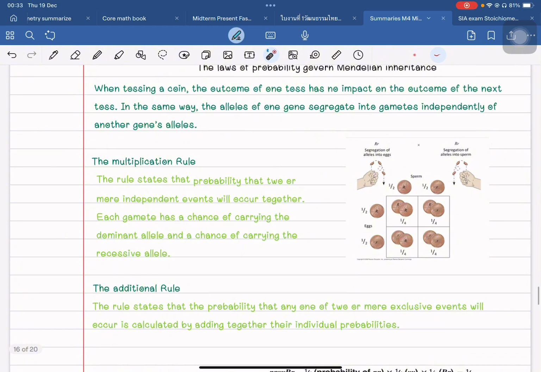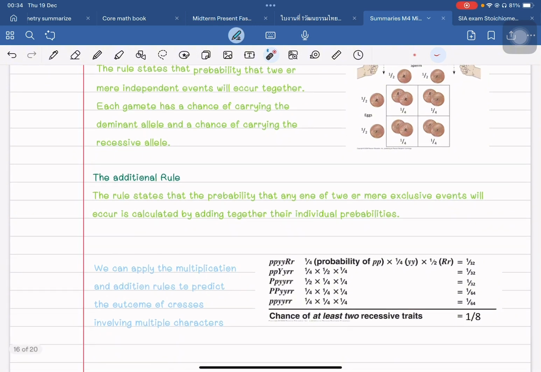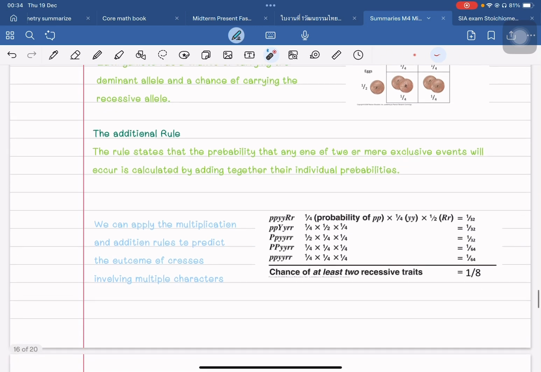The first one is the multiplication rule. The rule states the probability that two or more independent events will occur together. Each gamete has a chance of carrying the dominant allele and a chance of carrying the recessive allele. And the addition rule states that the probability that any one of two or more exclusive events will occur is calculated by adding together their individual probabilities. We can apply the multiplication and addition rules to predict the outcome of crosses involving multiple characters.